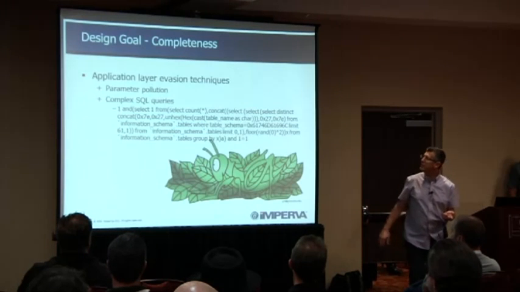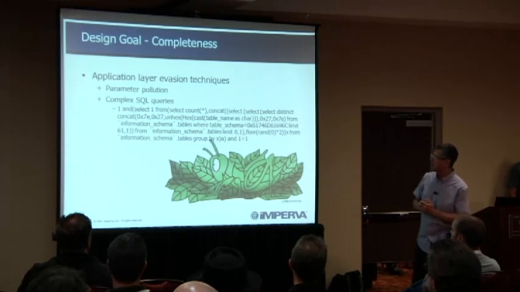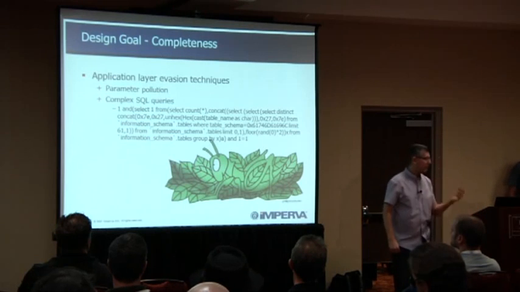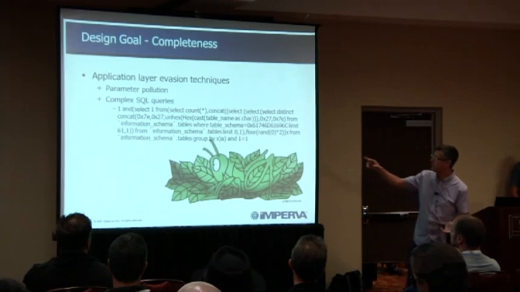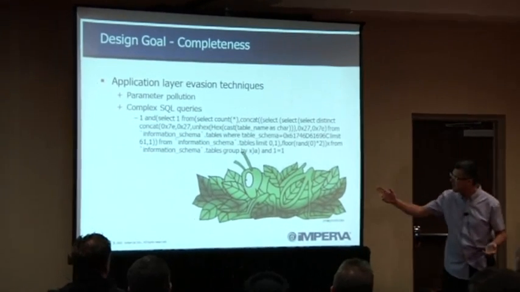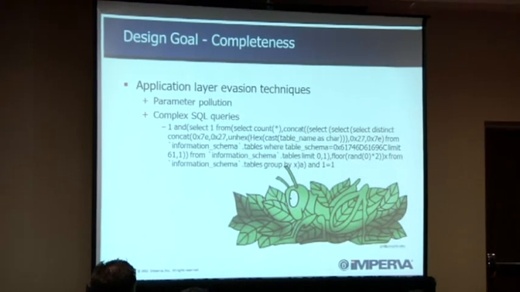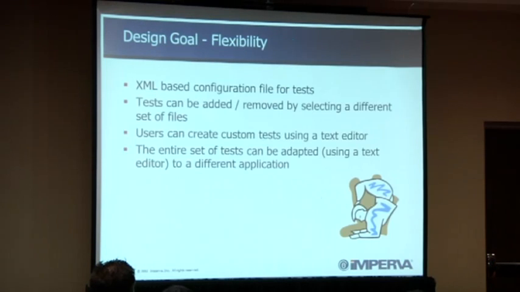The other side of completeness was application layer evasion techniques. I've mentioned techniques like parameter pollution and complex attack vectors. Here's an example of an SQL injection attack vector that is more complex than the standard. And everything, for example, that appears in Ivan Ristic's latest paper would qualify for that and would contribute to the completeness. Third goal, flexibility. We wanted everything to be configurable.